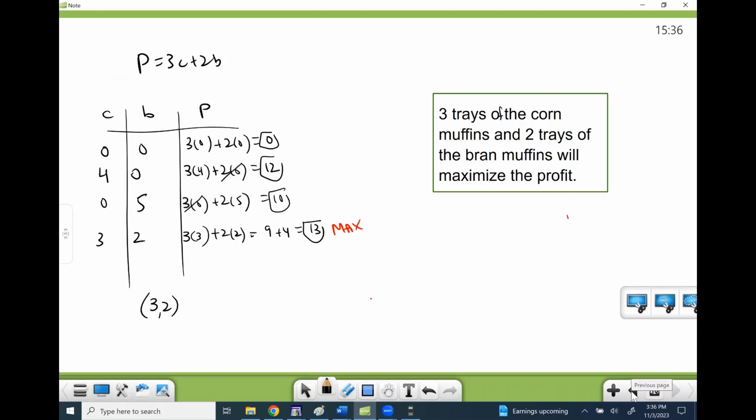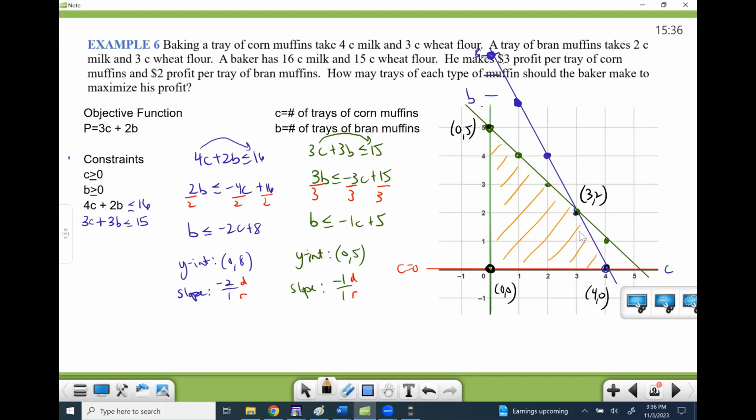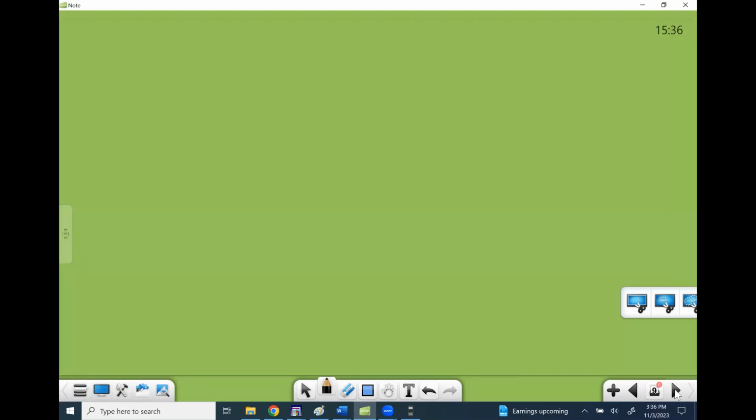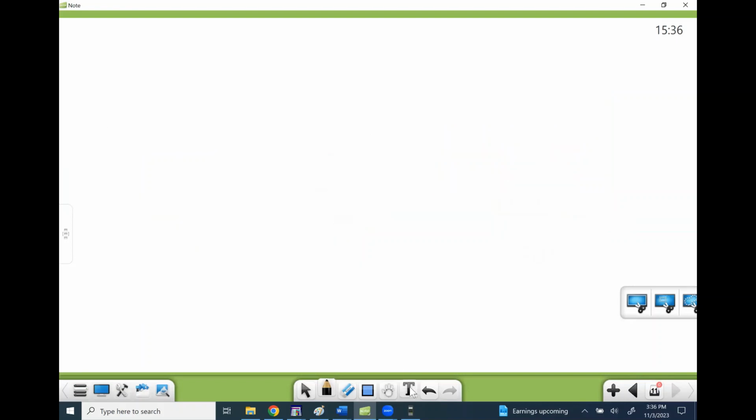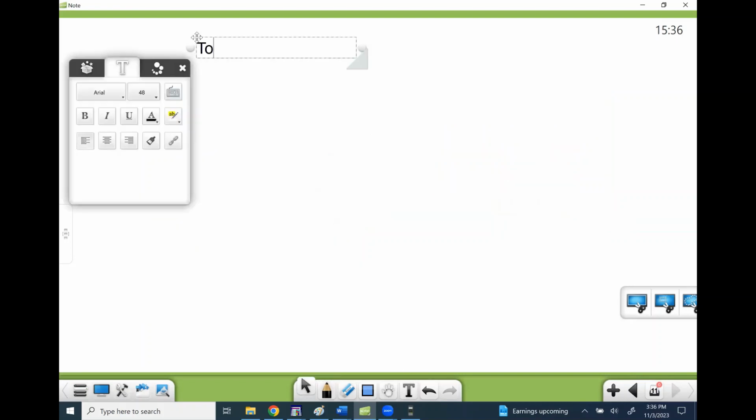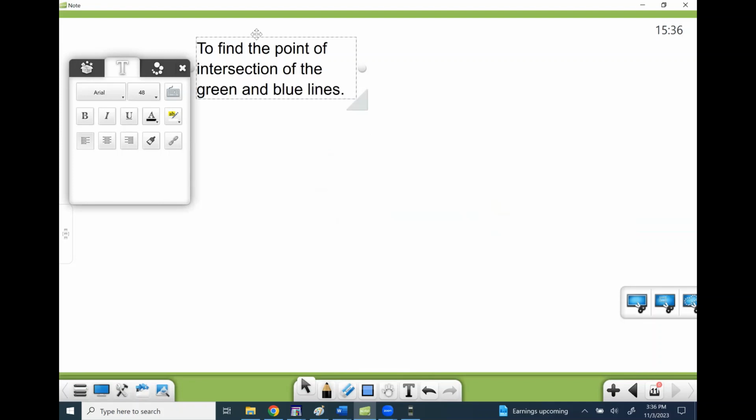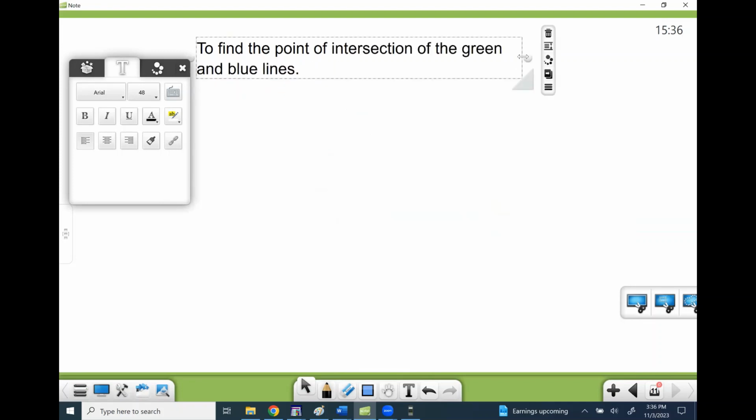Now let's talk about if we didn't have such a pretty graph and we were trying to find where this point of intersection is. That's going to be where the blue and the green line meet. And this is going to happen on your homework, which is why I wanted to show you this. So let's just do a slide here. Find the point of intersection of the green and blue lines. I just want to make sure that you guys are prepared for it. And I didn't do all the easy cases on the homework.